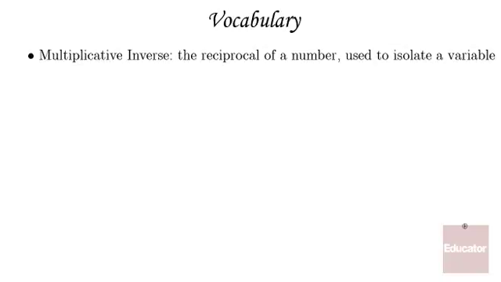Vocabulary for this lesson is the multiplicative inverse. That's also known as the reciprocal of a number. It's used to isolate the variable. For example, the multiplicative inverse of 1 over 3 is 3 over 1, because when I multiply these numbers, it will help me to isolate the variable, because any number multiplied by 1 will give me the same value back.